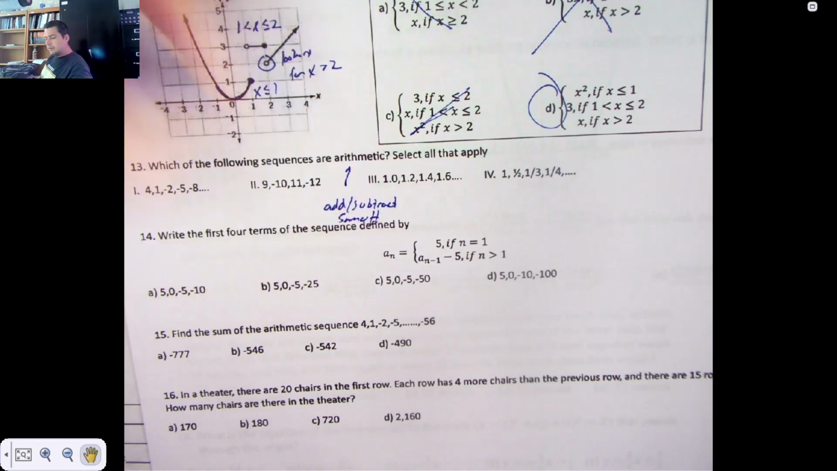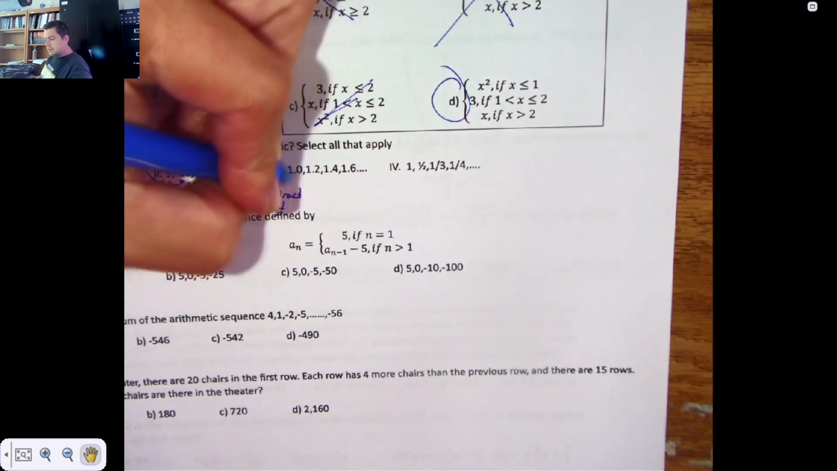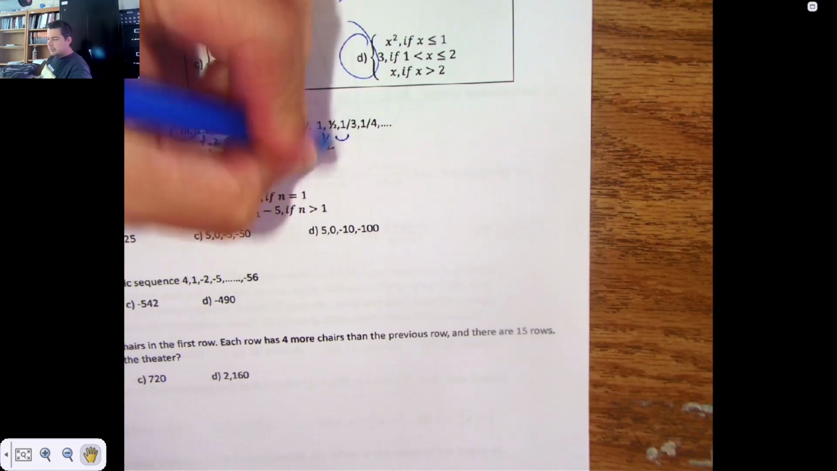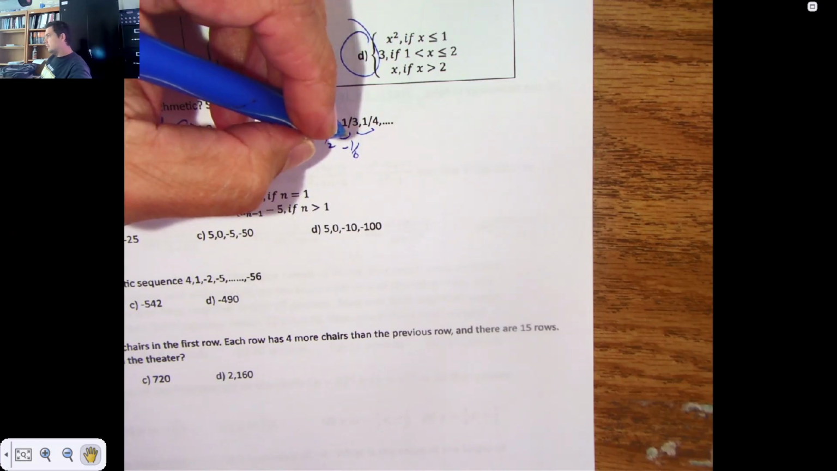Arithmetic means you add or subtract the same thing. Talked about that. You add or subtract the same number. What are we losing here? This is minus 3, minus 3, minus 3. Choice 1. This is minus 19 plus 21 minus 23. No. This is plus 0.2, plus 0.2, plus 0.2. Yes. You only had 2 blanks, but this is minus a half, and then it becomes minus a sixth, and then it becomes something else. Minus a 12th, I believe. So no.